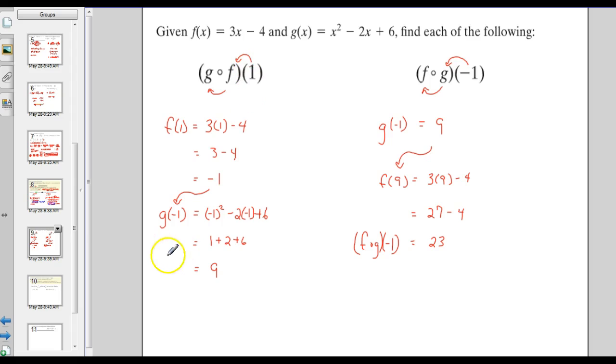g of f of 1 is equal to 9. Okay, so just note that's what we mean. We mean plug this into the first function you come to first, get a new number as output, and then plug that output into the second function, or the other function.